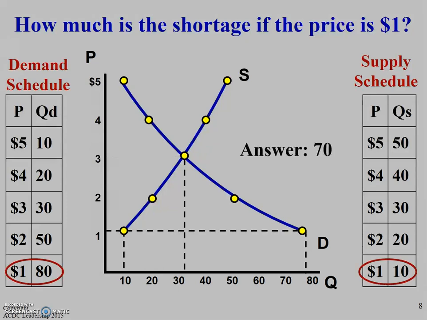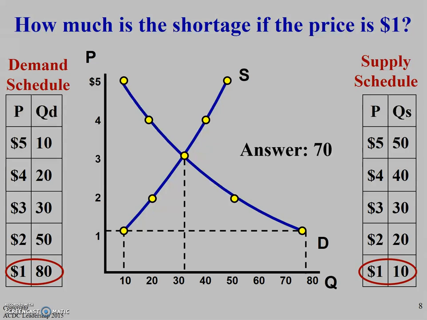If you said 70, you're correct. So, kind of thinking back to the surplus, how they fix that is they lower the price. Well, how do you think they would fix a shortage? They would raise the price. So, just think of it that way. That's an easy way to understand how to raise that back up and how you solve that problem.